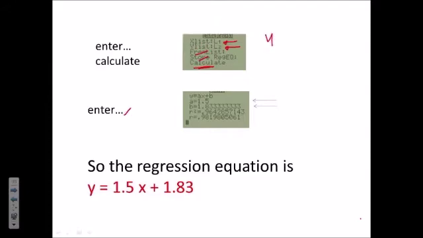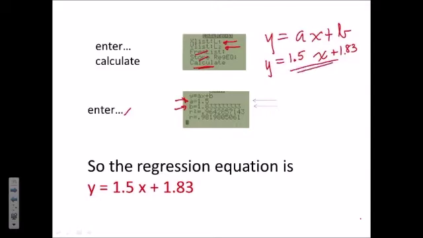that y equals ax plus b is the general form, and all we need to know is what a and b are, and the calculator tells you a is 1.5 and b is 1.83, roughly. So that is the regression equation. Very simple to do on the calculator. By the way, this also gives you the correlation coefficient, 0.98. So there's our regression equation.